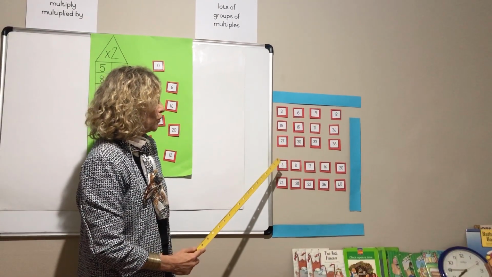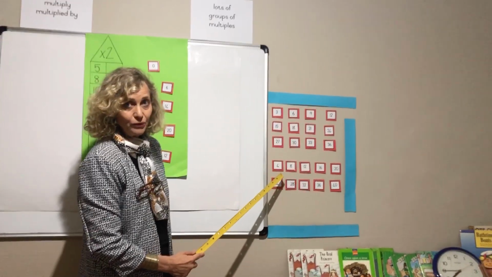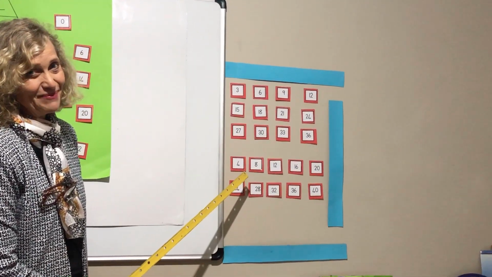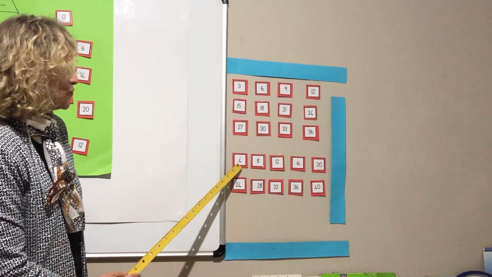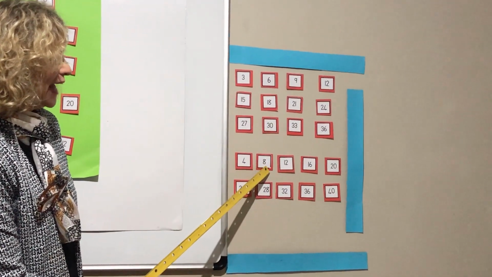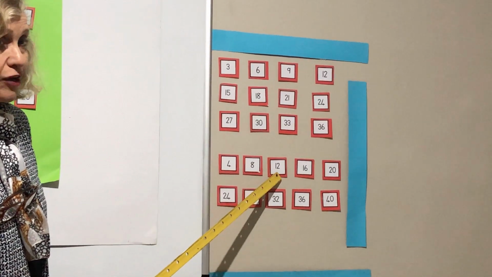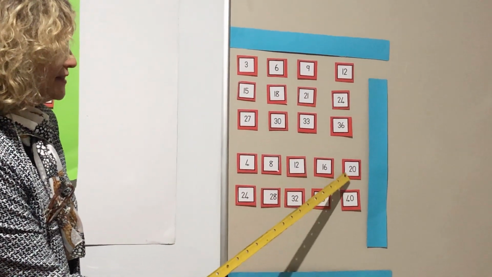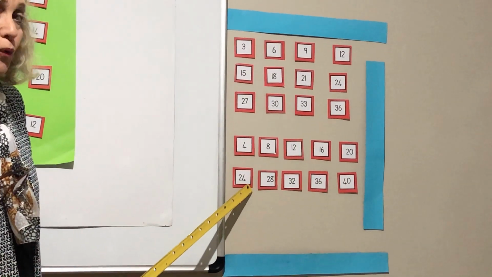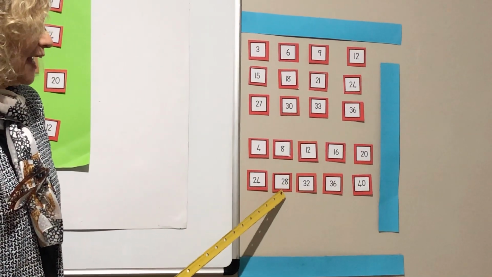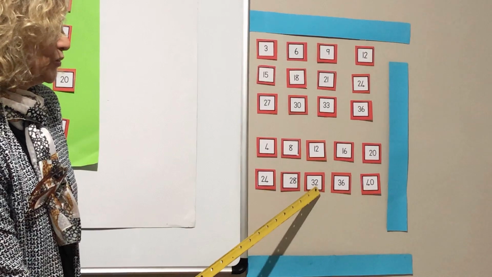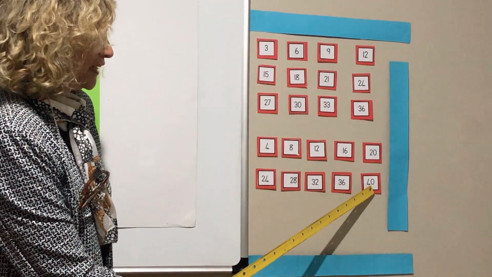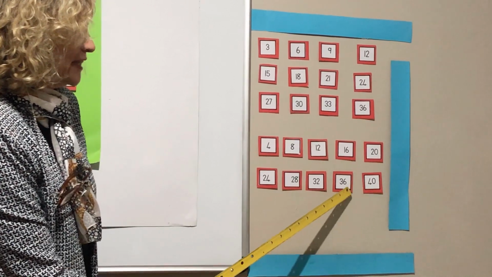Let's count in 4s. Now when we count in 4s, we say +4 every time. And let's go. 4, 8, 12, 16, 20, 24, 28, 32, 36, 40. Let's go back.